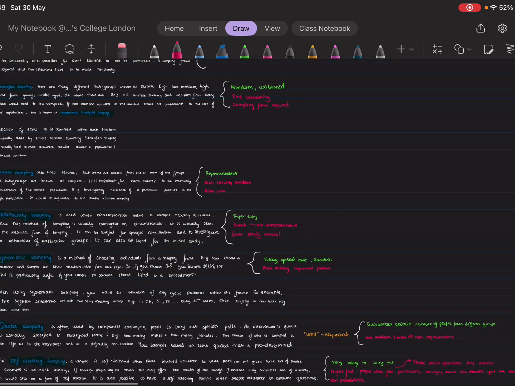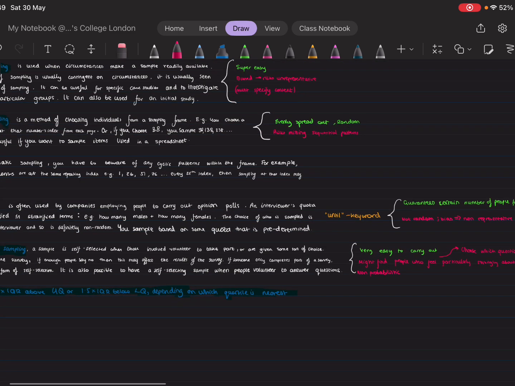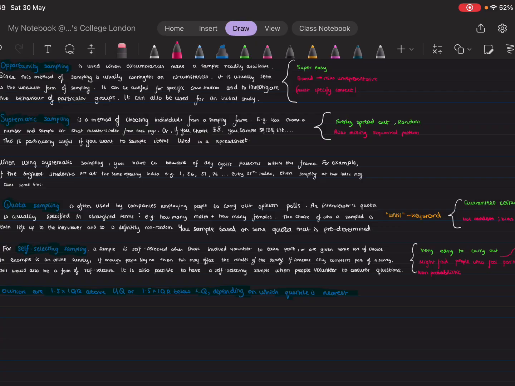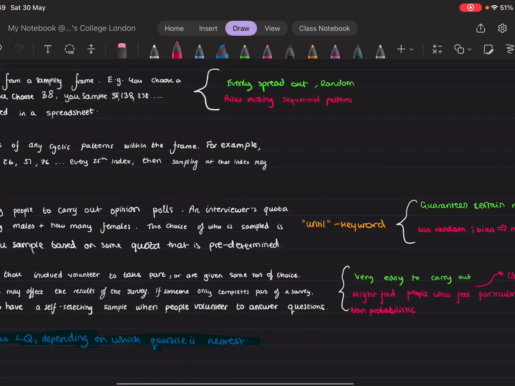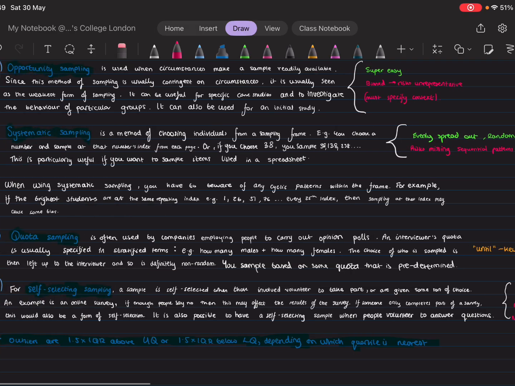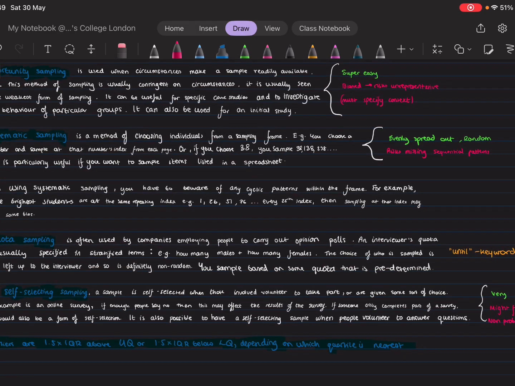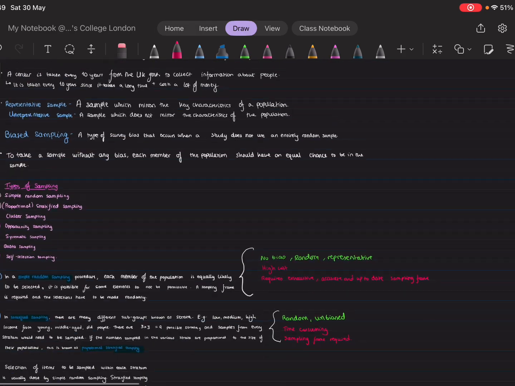Also, another thing, for quota sampling in exam questions, the keyword is "until", because you're not going to stop sampling until you finish your quota, right? So that's an easy way to spot quota sampling. But other than that, that's basically it.